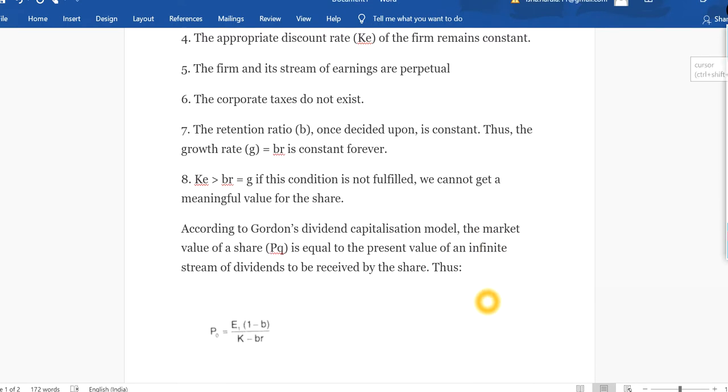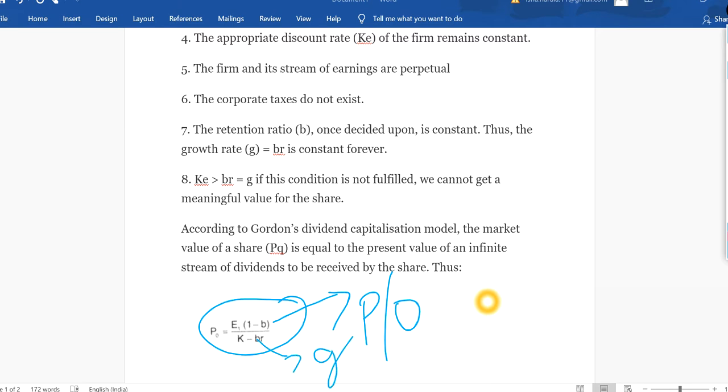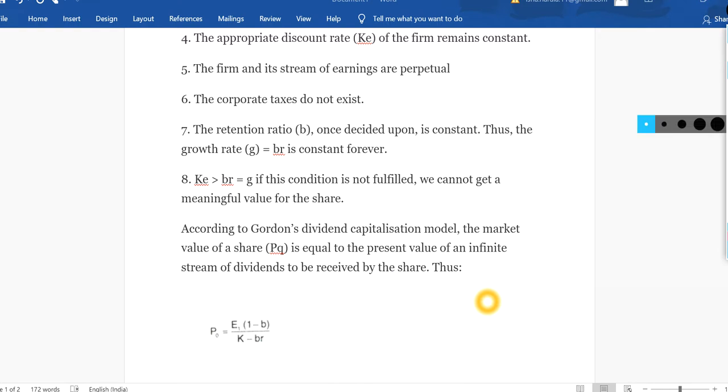Now moving forward, the formula to calculate price as per Gordon's model is given here. The formula is E, the earning per share, into 1 minus B. Here B is the retention, so 1 minus B is the opposite of the retention ratio. It means 1 minus B is the payout ratio, right? Moving forward, divided by K minus BR, where K is the cost of equity and BR is the growth rate. So this BR is G. Now let's move forward with the question.